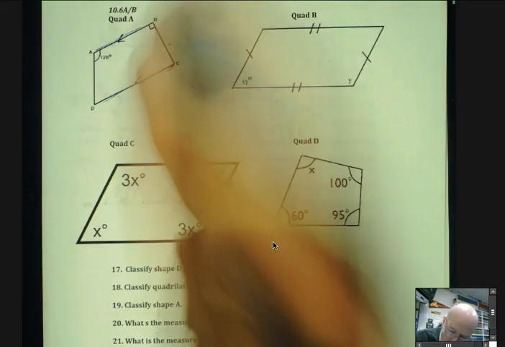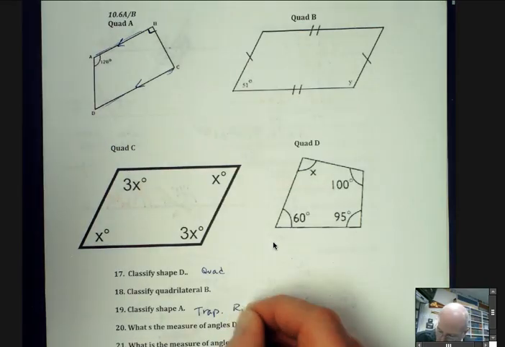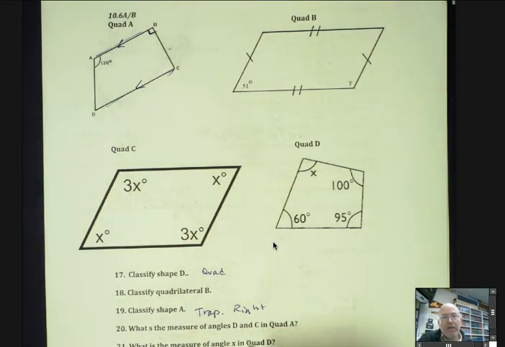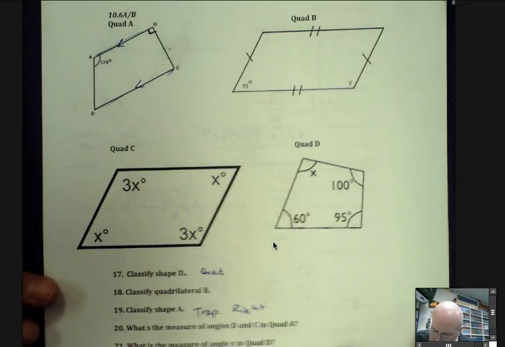Now we can also see that it has a 90-degree angle in there. So we can say that this is actually a right trapezoid if we want to get really fancy, classified by sides and angles. All right, what's the measure of angles D and C in this one up here?